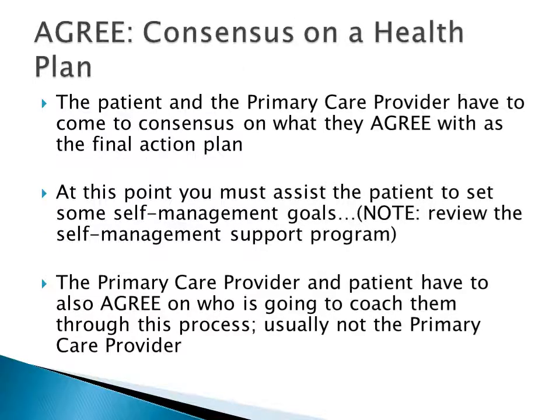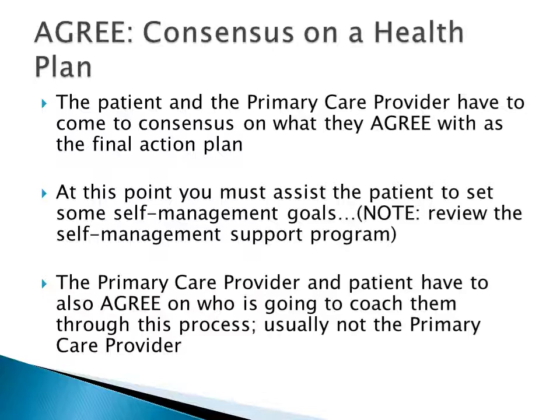The third A is agree. You have to reach consensus on a plan. The patient and the primary care provider have to come to some consensus on what they agree with as the final action plan. And this is not your plan, it is the patient's plan, and so you have to negotiate this. At this point, it's a good time to start working with the patient on some self-management goals.